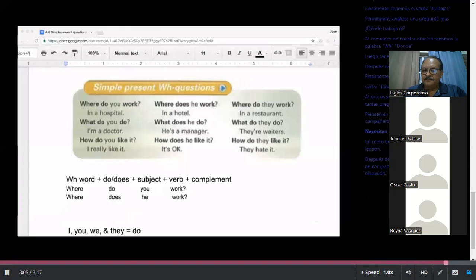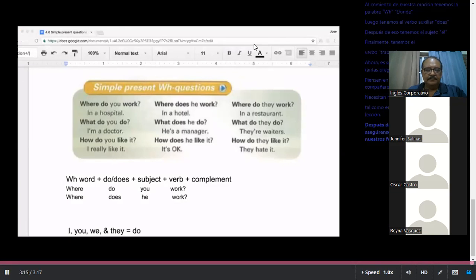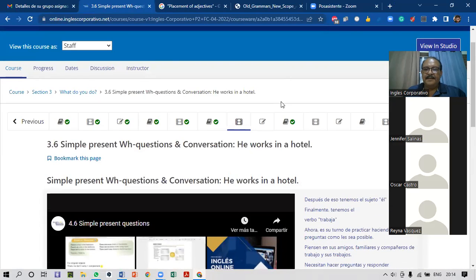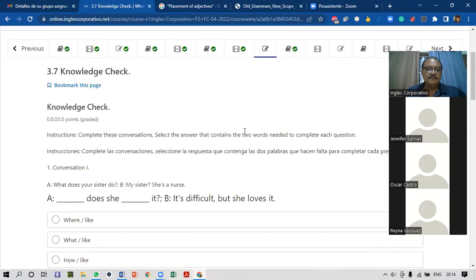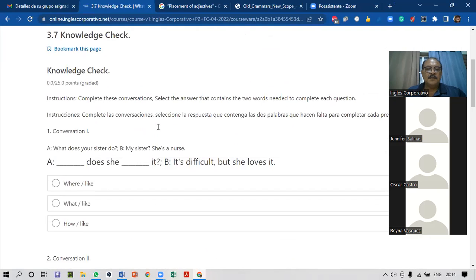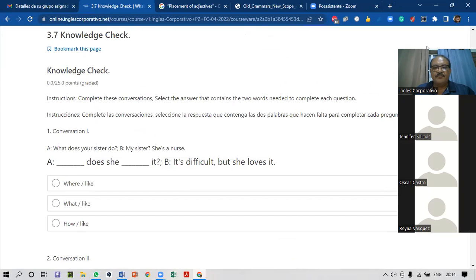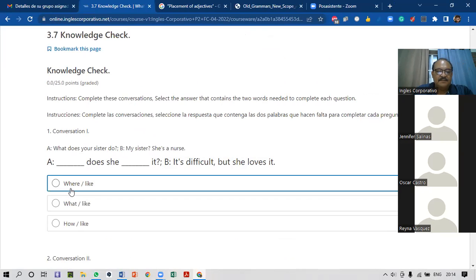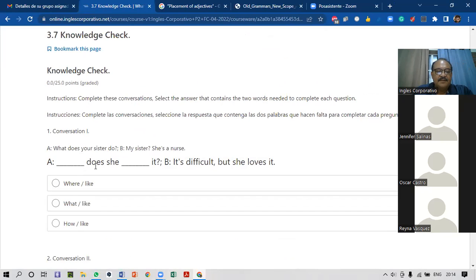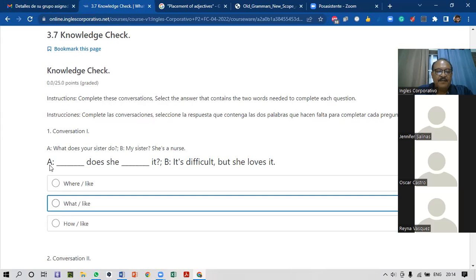Finally, you need to make questions and discussion forms. Then in the other case, we have this one, using some of the practice of this, we can see that complete the conversation, select the answer that contains the two words needed to complete each question, okay? So we have, what does your sister do? My sister, she's a nurse, okay? Then you have, does she, it's difficult, but she loves it. What would be the question here?